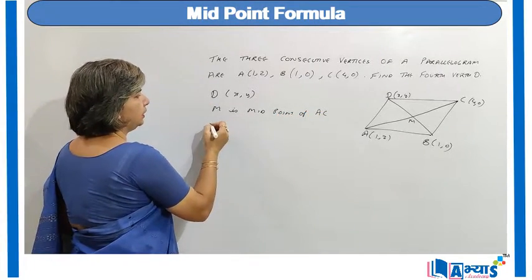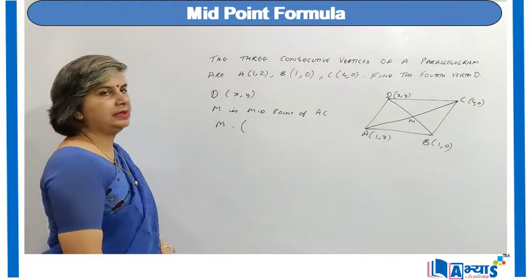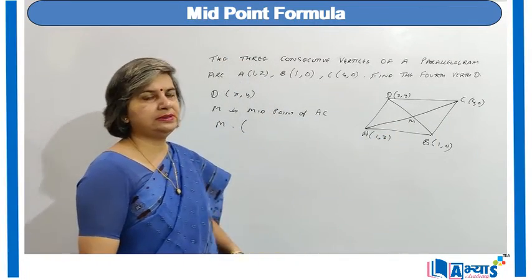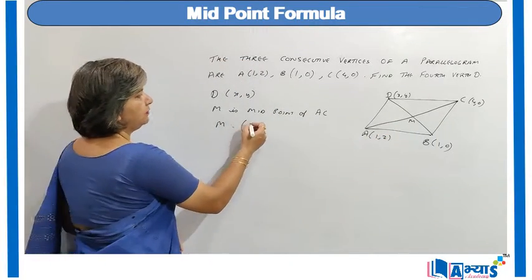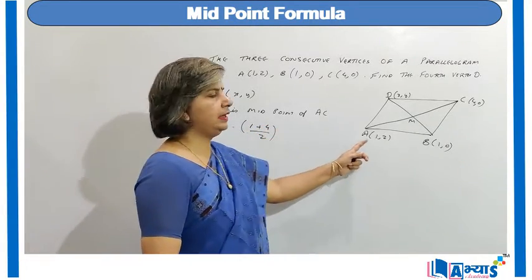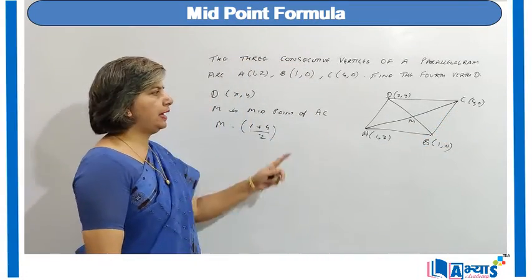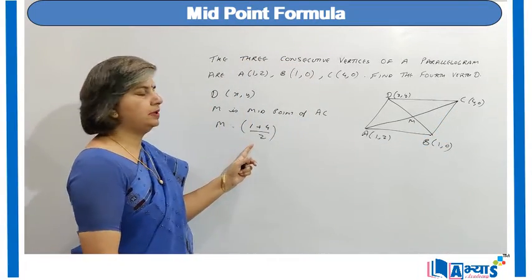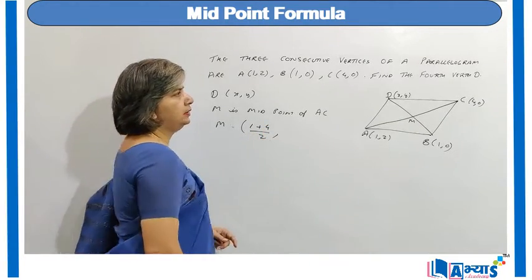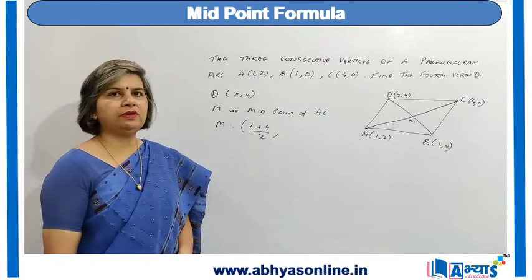So the coordinates of M, that is x, will be equal to the sum of the x coordinates of A and C divided by 2. That means 1 plus 4 divided by 2, because the x coordinate of A is 1 and the x coordinate of C is 4. So we will add 1 and 4 and divide it by 2. Similarly, we will find the value of the y coordinate. For this, we will add the y coordinates of A and C and divide it by 2.